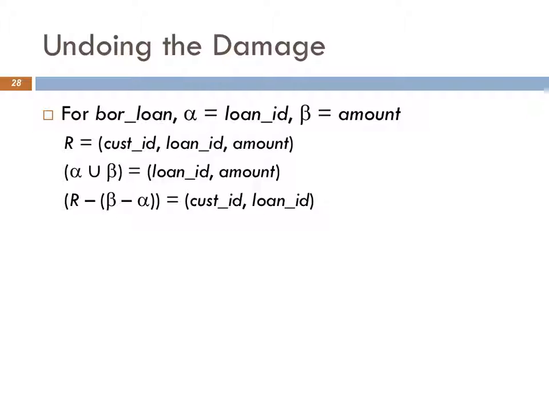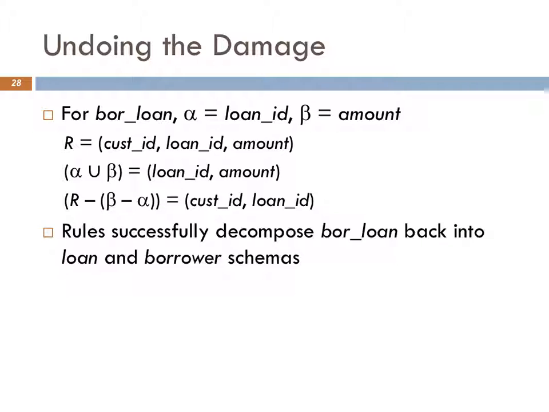So if we took bar loan and we said alpha is loan ID and beta is amount, then you can see that alpha union beta. So we take R and we decompose it back into, it turns out that it turns back into loan and borrower. So alpha union beta is loan ID and amount, and we know that loan ID is the key for that relation schema. And then R minus beta minus alpha is going to be customer ID and loan ID. Okay? So it turns bar loan back into loan and borrower, which is neat.